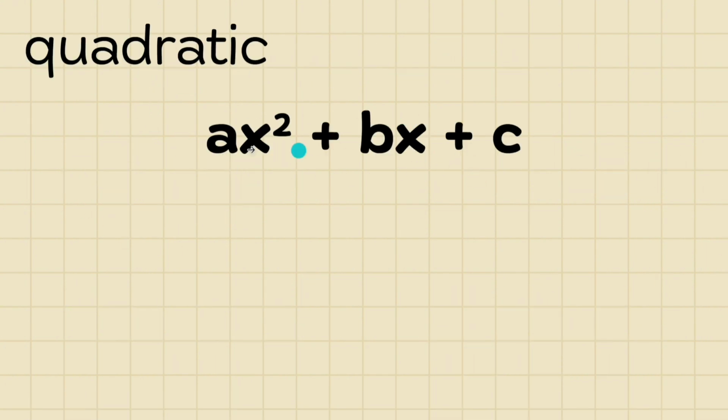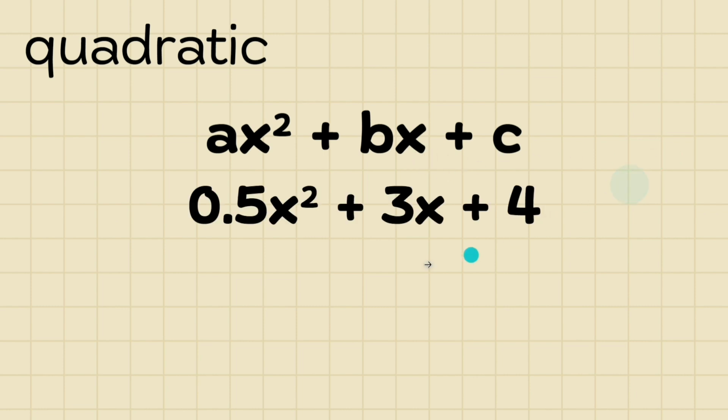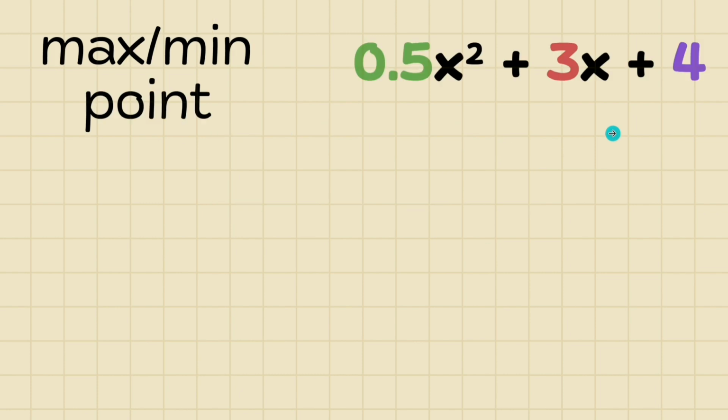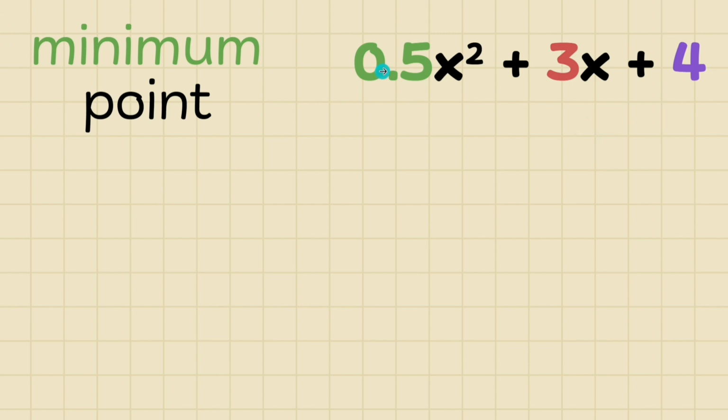First of all, you would need a quadratic equation. Here, this is mine. And here I've put a as 0.5, I've put b as 3, and I put c as 4. X stays the same. Then we would need a maximum/minimum point. Here, since 0.5 is positive, this would be a minimum point. If it was negative, then there would be a maximum point. But in this case, it's minimum.